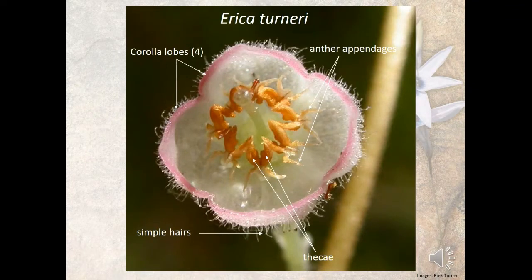Okay, here we have a closer look inside an Erica flower. So you have your corolla lobes, then you have your anthers, your style, your stigma, and then you can clearly see these anther appendages, which is really important for identification.